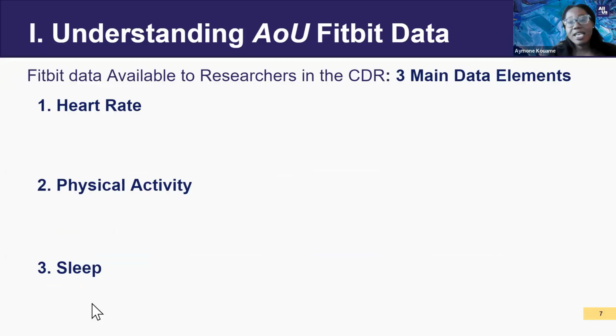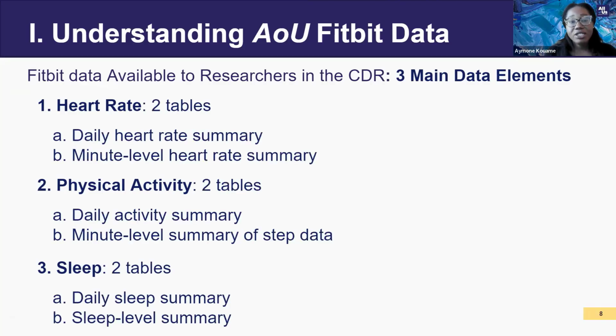The Fitbit data, you can think of it as having 3 main data elements: heart rate data, physical activity data, and sleep data. Next. Each of these data categories has a different granularity level. For the heart rate, you have a daily summary and a minute level summary. The same for the physical activity, except the minute level summary is only for the step data. And for the sleep data, you also have a daily summary and then a sleep level summary.